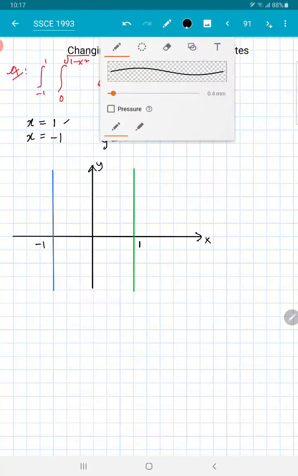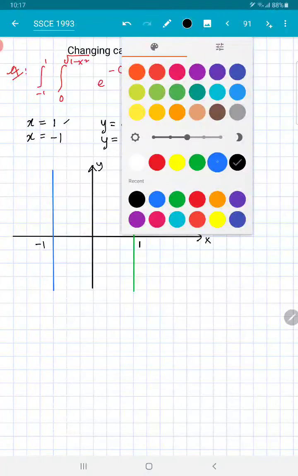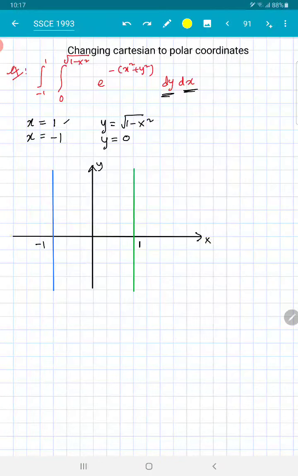We know y equals 0 is the x-axis. So we have y equals 0, which is the x-axis. Not very pretty there. Let me sketch that again. Okay, that is y equals 0.